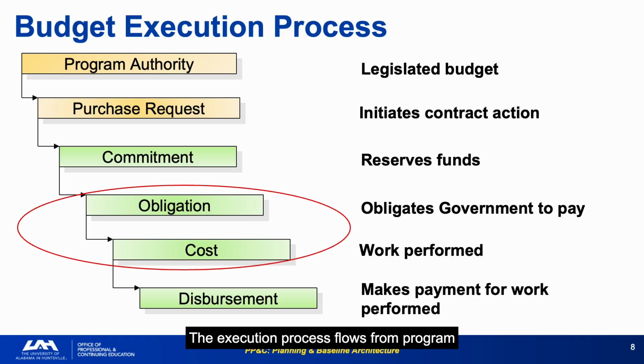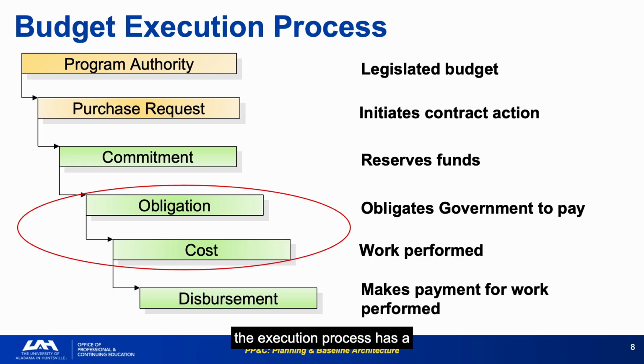The execution process flows from program authority through commitment and obligation to cost incurrence and disbursement, a traceable chain from legal authorization to payment. These are the steps in budget execution, all of which have monitors and controls, and some of which have annual plans. The monitors and controls are what prevent Anti-Deficiency Act violations.